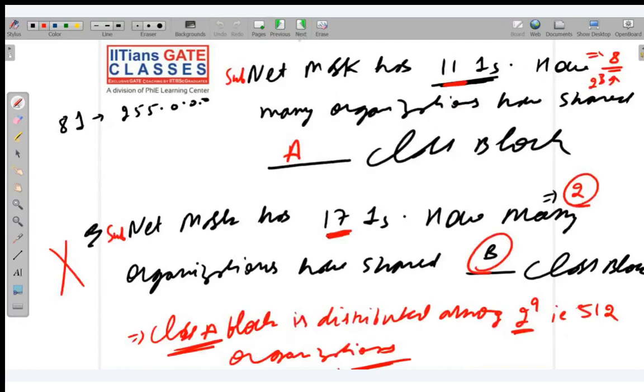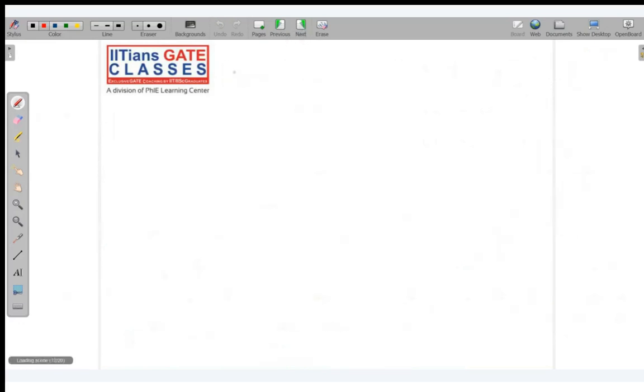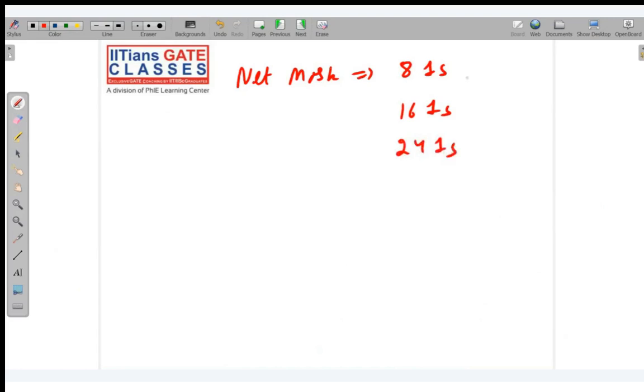Take the snapshot. I will jump to the next slide and write a few more points. Done, sir. Okay, so the summary of the knowledge we have till now: a net mask can have either 8 ones, 16 ones or 24 ones. If we have 8 ones, it is class A; 16 ones, class B; 24 ones, class C.